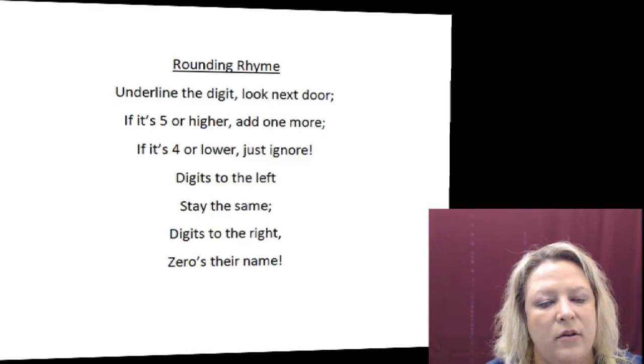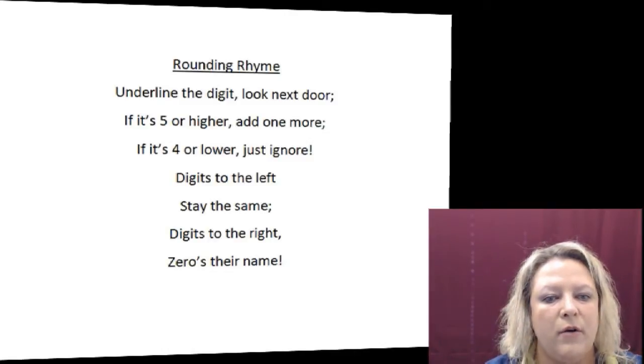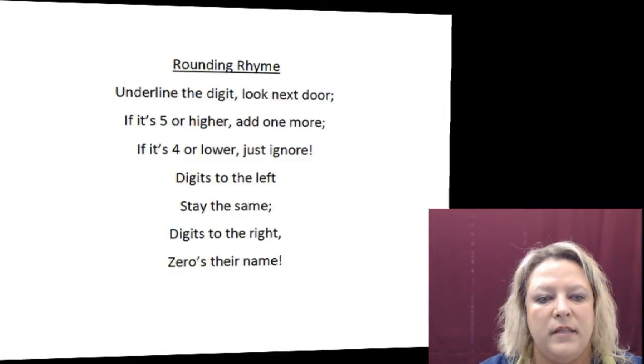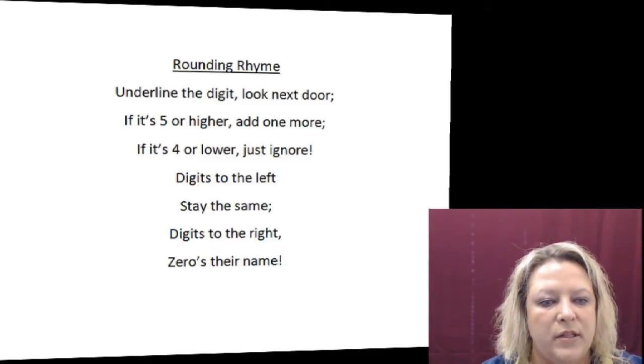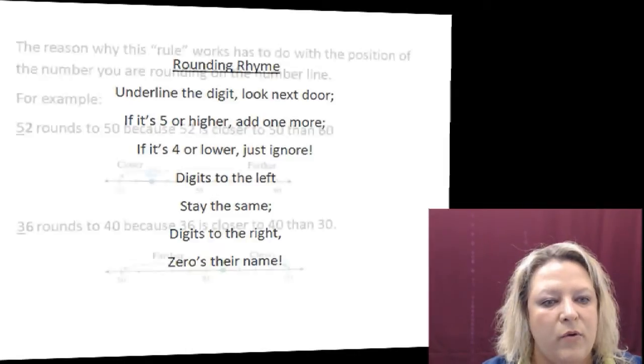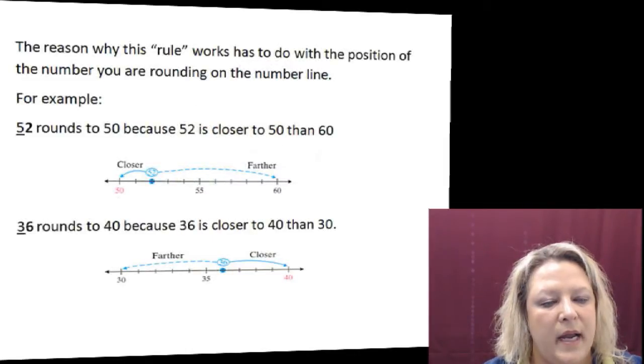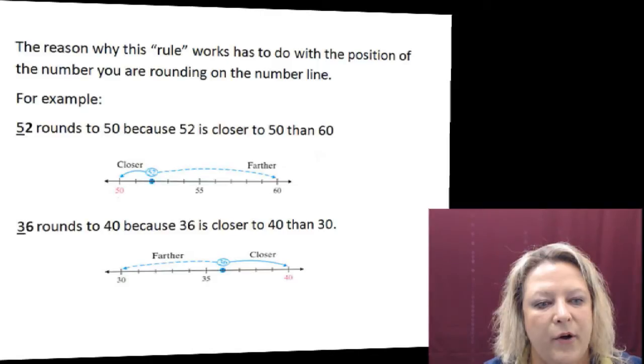This is a rhyme that will help you do rounding. Underline the digit, look next door. If it's 5 or higher, you add 1 more. If it's 4 or lower, you just ignore. Digits to the left stay the same. Digits to the right, zeros their name. That's just a cute little rhyme to help you know what to do when you're rounding. We're going to look at some of these examples, and I have these worked out for you on the notes that I uploaded. If you want to look at those, print them out, it will help you.